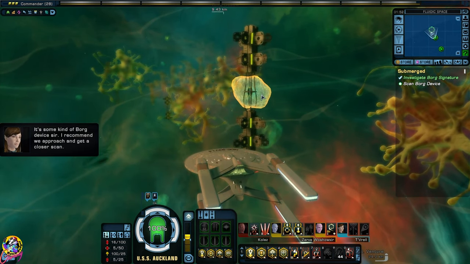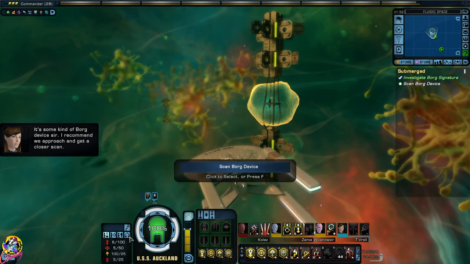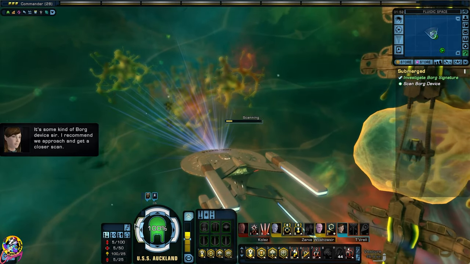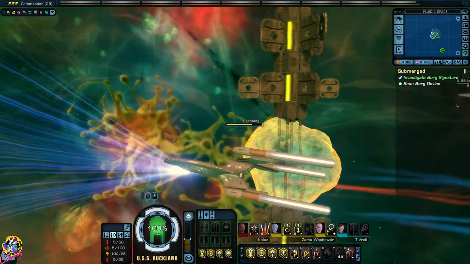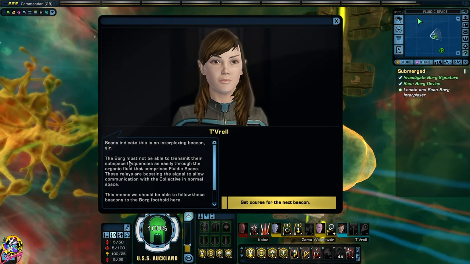Some sort of device. We need to scan it. I'm going to increase power to the shields, actually. Divert power from weapons, put into shields.